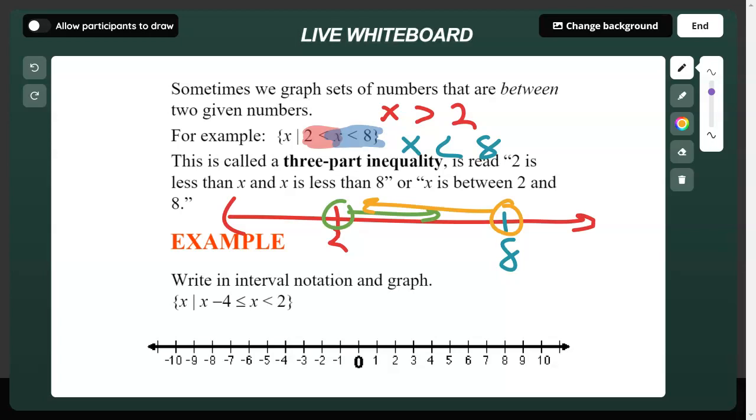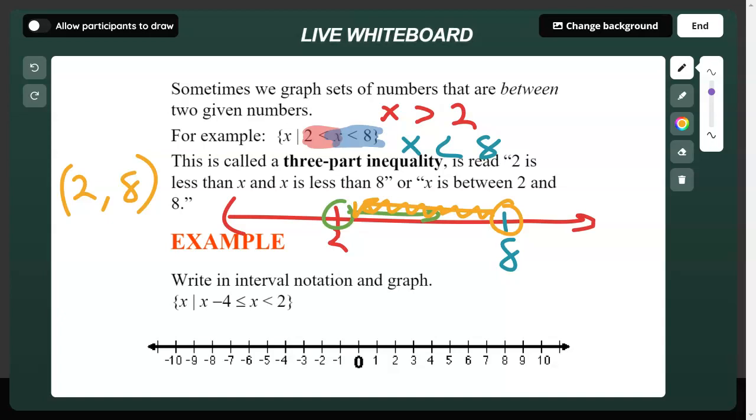So when I write my interval notation, what's the smallest value I'm going to have? 2. What's the largest value I'm going to have? 8. So my interval is from 2 to 8. Set builder notation with the inequality, interval notation with the parentheses, and then our graph would be shaded with the open circles at either end. Now, my interval notation for my second example.